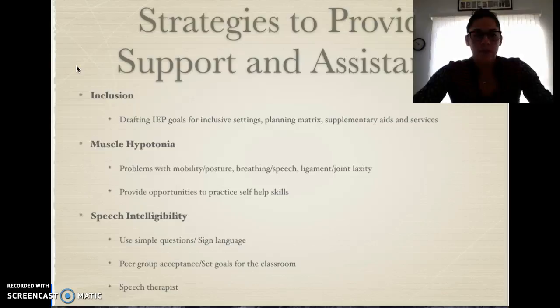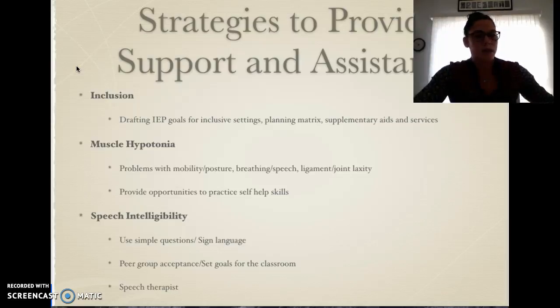Muscle hypotonia. Muscle hypotonia is a medical term used to describe decreased muscle tone. So problems with mobility and posture, breathing and speech, and ligament and joint laxity. Students with Down syndrome get frustrated when their abilities to complete tasks are hindered by their low muscle tone. Giving them more time to complete tasks is helpful, and providing opportunities to practice self-help skills can benefit them in the long run as well.